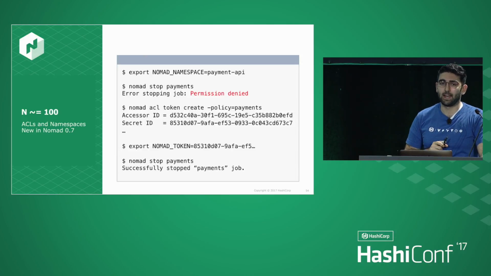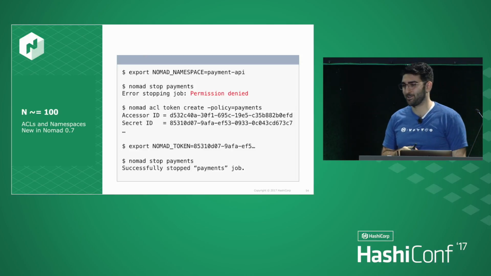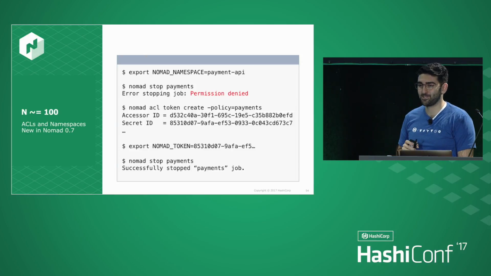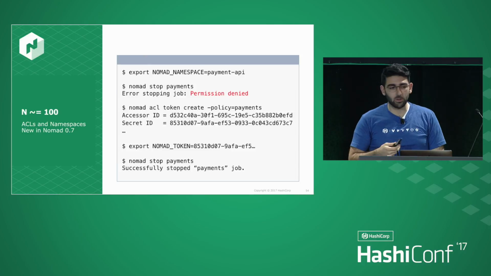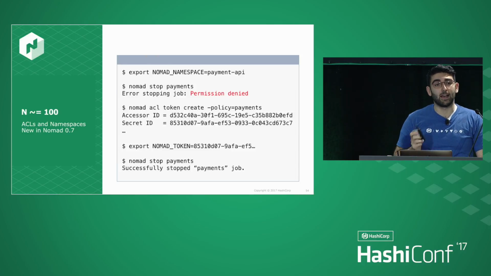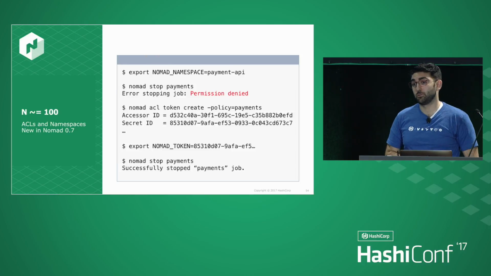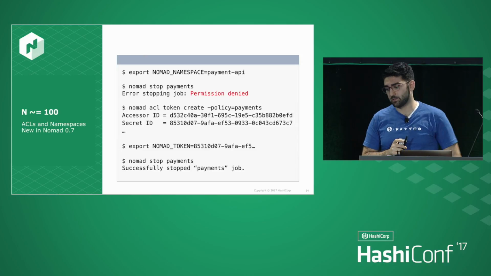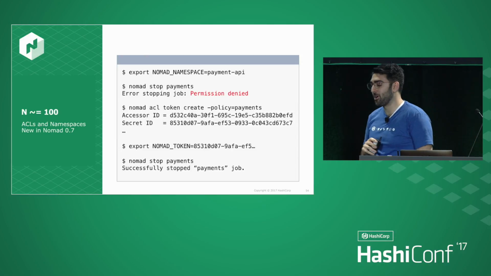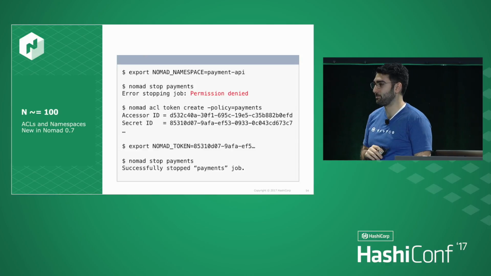Let's say we have a bad actor who wants to disrupt our startup's cash flow. So they might want to stop the API job. Well, they'd get a permission denied because they don't have an ACL token that allows them to do anything with that namespace.